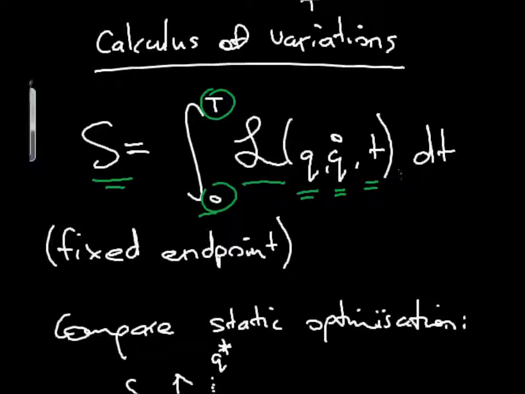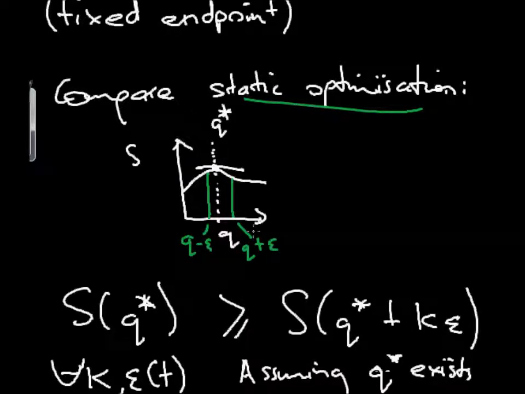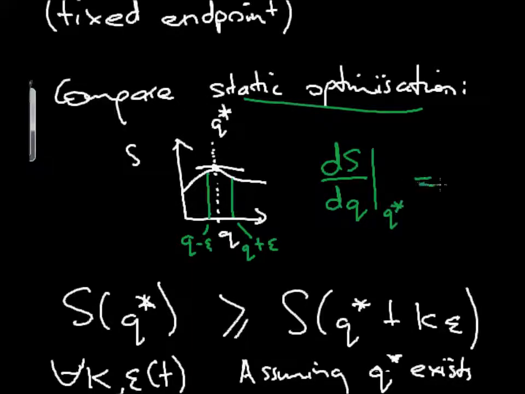In high school you learned about static optimization. To maximize or minimize a function, say S(q), means you can't get a better result by choosing a different value, say q plus epsilon or q minus epsilon. The only way this is true, for all epsilon, including positive epsilon infinitesimally shrinking to 0, was if dS/dq equals 0. The idea here is very similar.